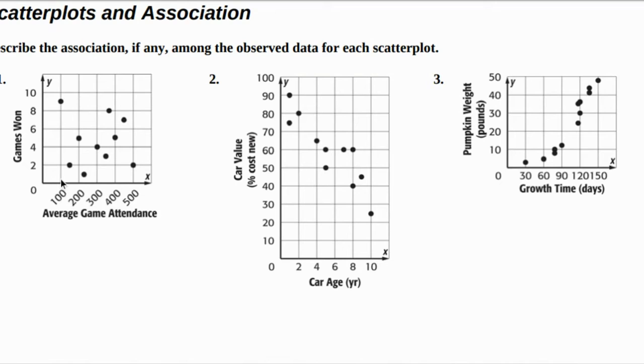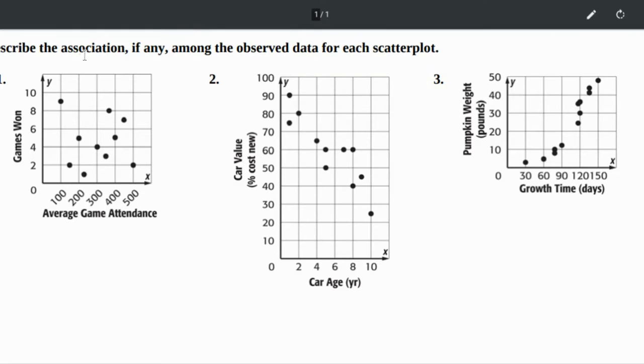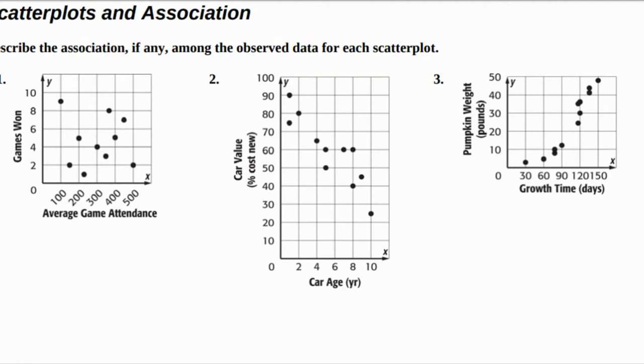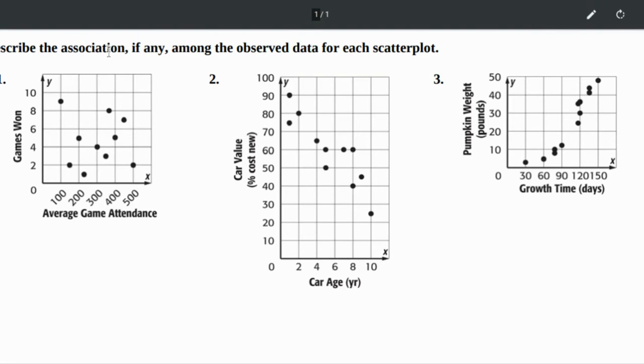You can kind of see that at the 9th game, there's about 100 people there. So let's answer this question. Is there any association? No, there is no association with this. The game attendance does not affect the games won. This is like one of those where you would say home field advantage. If you're playing a game at home, they always say you have an advantage because you have a bigger crowd. Well, you're not winning. Games winning has nothing to do with how many people are there, basically.